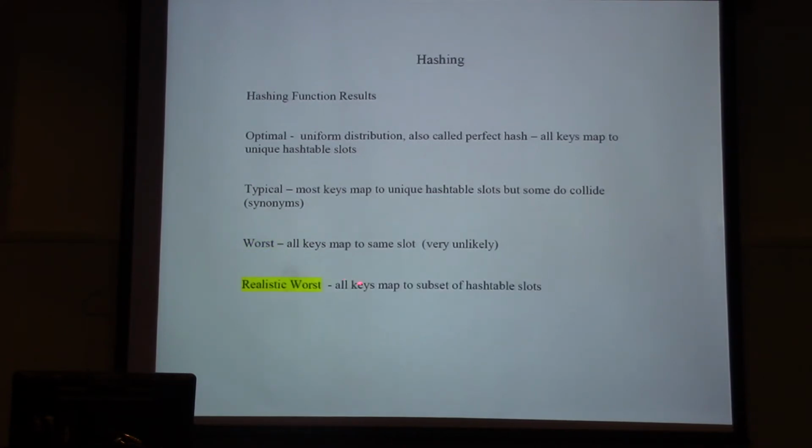Realistic worst is that all keys map to a subset of hash table slots. So I have 100 slots, but only 20 of them get targeted. Maybe it's a bad modulo. So again, go to prime numbers, because prime numbers are going to distribute it better. Don't do a modulo by a factor of 10 or 5. Do at least an odd number, some kind of nice odd number, or a prime number is best.